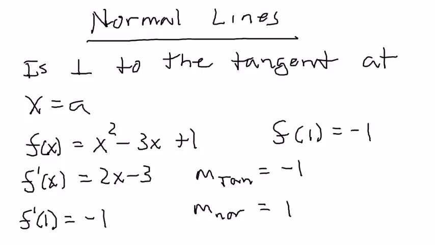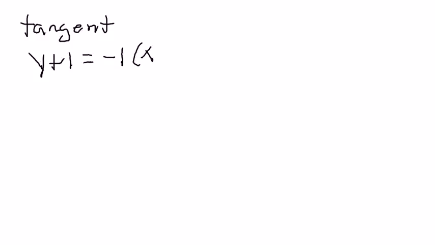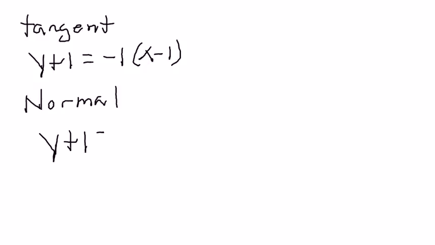So if I wanted to write the equations of my normal and tangent line, I could do them in point slope form. For the tangent line, it would be y plus 1 equals negative 1 times x minus 1. For the normal line, it would be y plus 1 equals positive 1 times x plus 1.